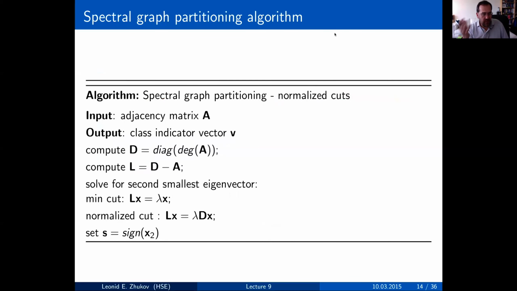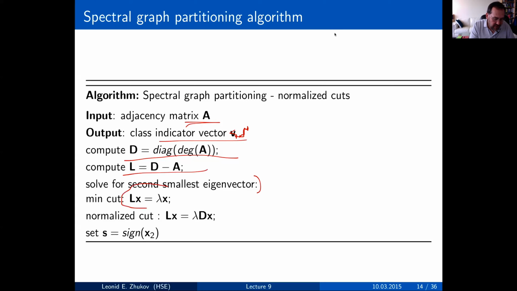So for us, what's important is this algorithm. It's called spectral graph partitioning. And it's the generic way to solve those types of problems. So what do we do? We have adjacency matrix A, and we have some class indicator vector S. First, we compute diagonal matrix D, which is the diagonal matrix of the degrees of the matrix A. Then we compute the Laplacian matrix. And then we solve for the second smallest eigenvector.